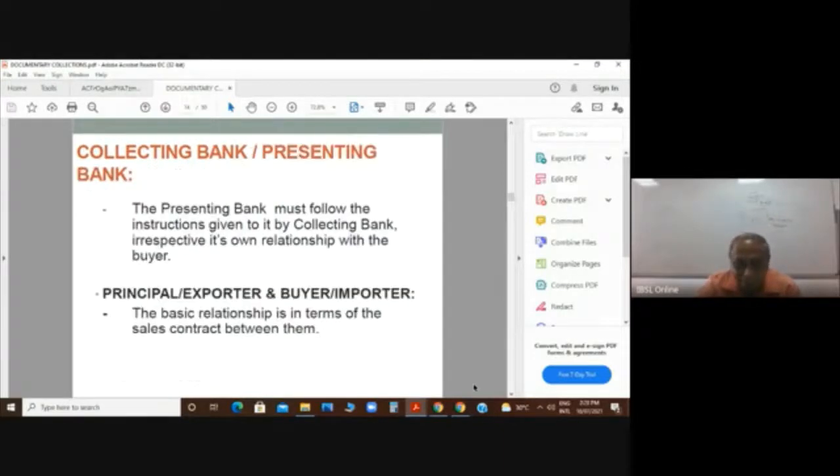It's very clear. The presenting bank must follow the instructions given to it by the collecting bank, irrespective of its own relationship with the buyer. Then the principal and exporter, or the buyer and importer, the basic relationship is in terms of the sales contract between them, right? Okay.